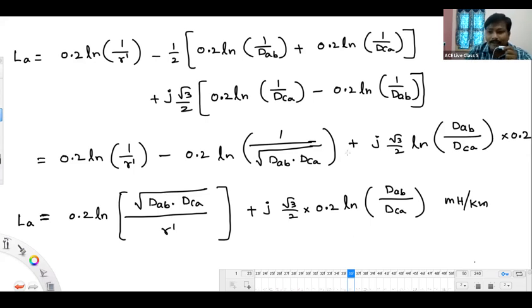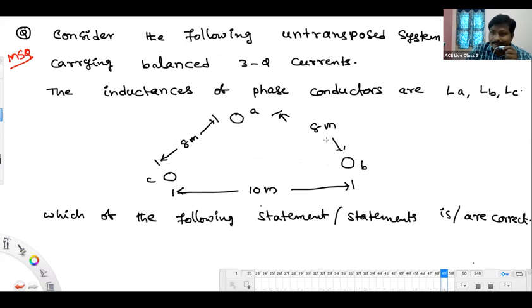Okay, if you look at this three-phase system, for example, staying at A, A to B and A to C are both equal. So LA will definitely be a real number. Next, you stay at B: B to A and B to C are unequal. As these two are unequal, B will definitely have a complex number inductance. And what about C? C to A and C to B are also unequal, so C is also definitely complex. Okay, all of you getting this? Is this clear?